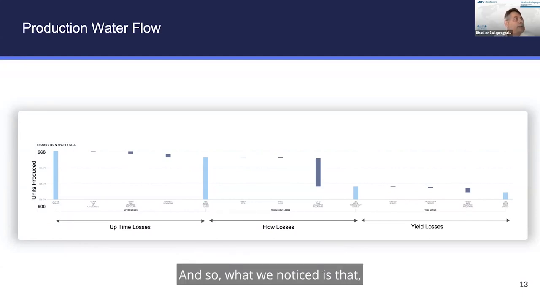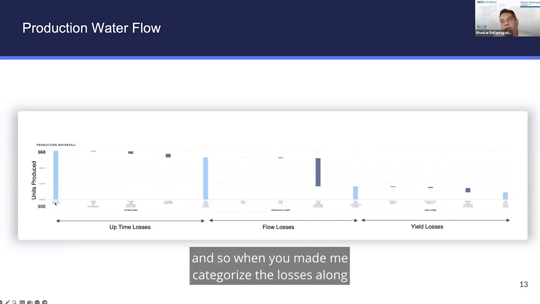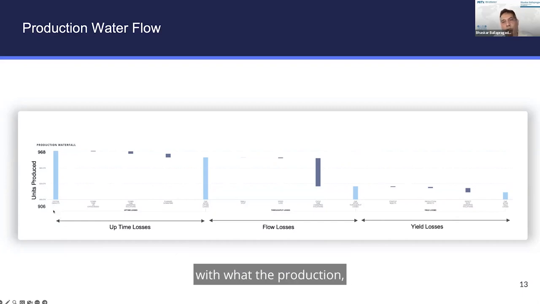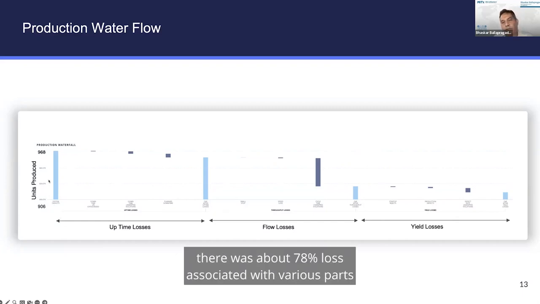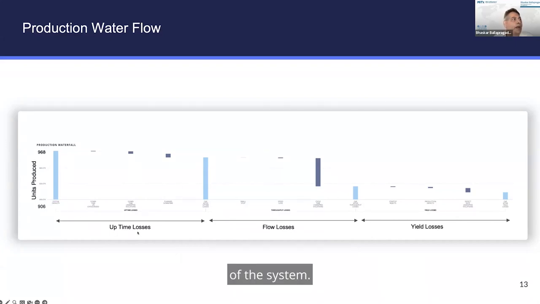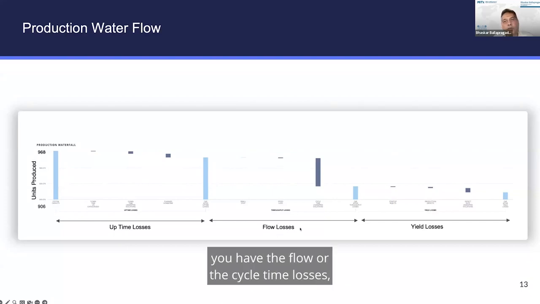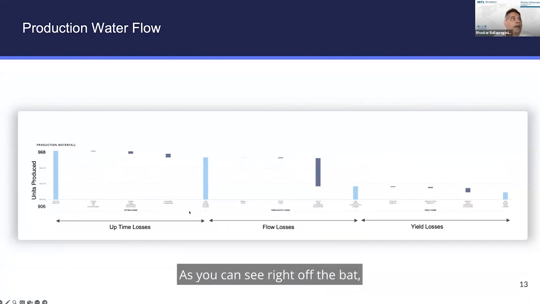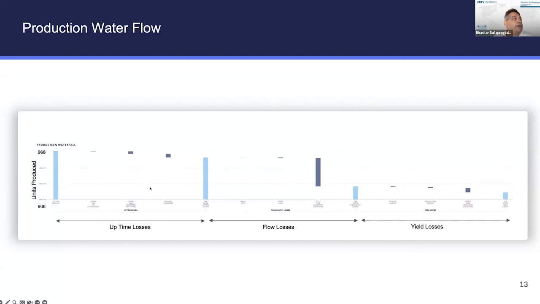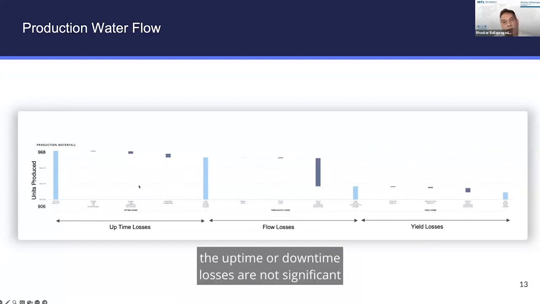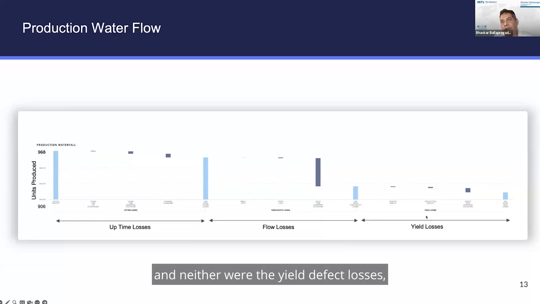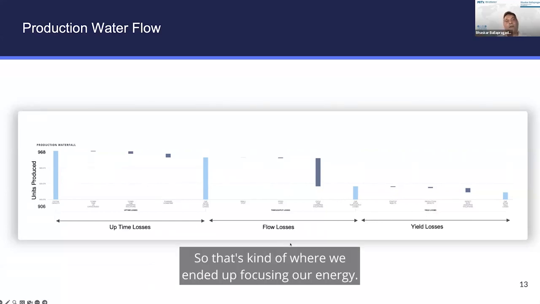And so when we categorized the losses along with the production, there was about 78% loss associated with various parts of the system. You had the uptime losses, you had the flow or the cycle time losses, and then you had the defect rate or the yield losses. As you can see right off the bat, the uptime or downtime losses were not significant, and neither were the yield or defect losses, whereas the flow losses are significant. So that's where we ended up focusing our energy.